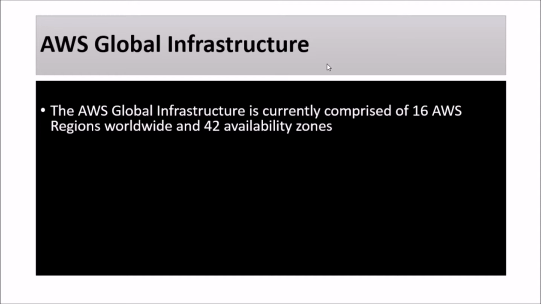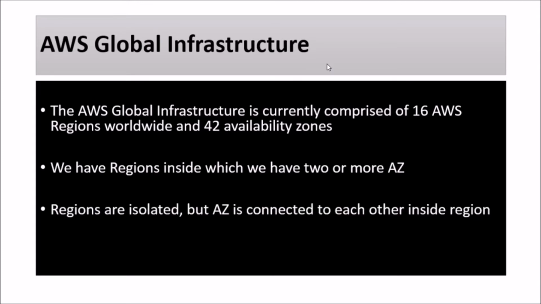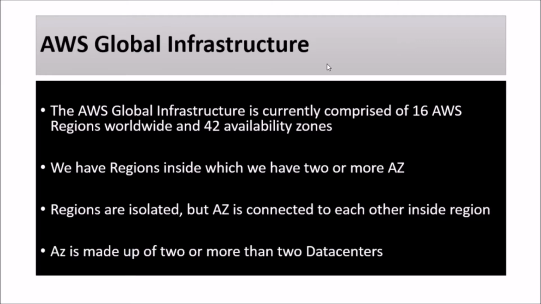So let's talk about AWS Global Infrastructure. The AWS Global Infrastructure is currently comprised of 16 AWS regions worldwide and 42 availability zones. Regions are made up of 2 or more availability zones. That means inside a region there are availability zones. So regions are isolated, but availability zones are connected to each other inside a region. An availability zone is made up of 2 or more data centers.